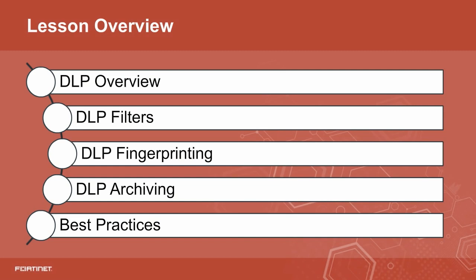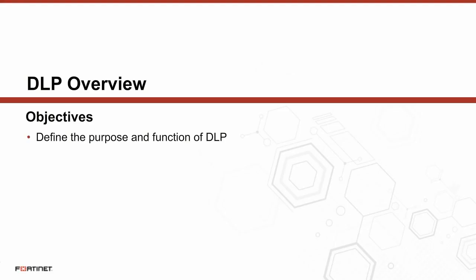In this lesson, we will explore the following topics: data leak prevention, DLP, DLP filters, DLP fingerprinting, DLP archiving, best practices. After completing this section, you should be able to explain DLP's role in the network and understand the basic theory of how it works. By demonstrating competence in knowing what DLP offers and when to use it, you will be able to decide the most appropriate ways to implement DLP in your network.